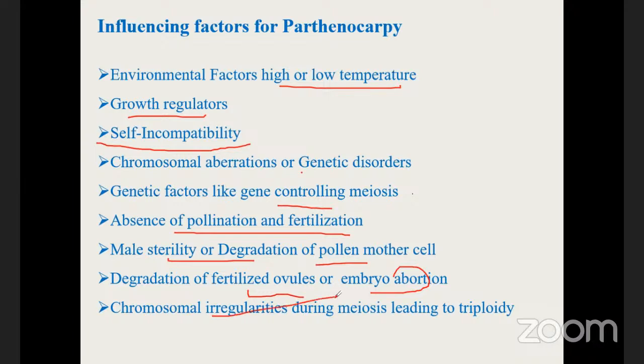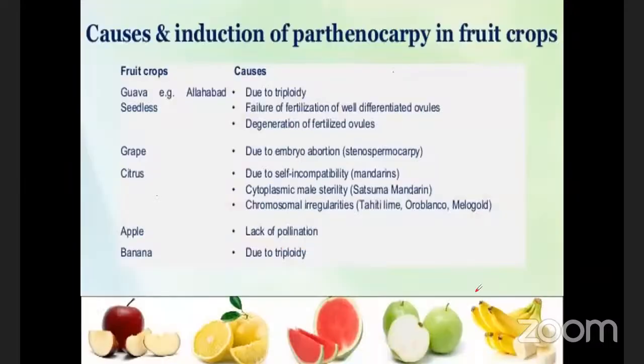or chromosomal irregularities during meiosis, all lead to triploidy. The triploidy usually is parthenocarpic, seedless. You know, diploids 2n or 4n only have seeds; the triploids and hexaploids are seedless. Why? There is no even set of the chromosomes. Uneven sets of chromosomes are there. That's why there is no chance for the formation of the seed. That's why seedless fruits.